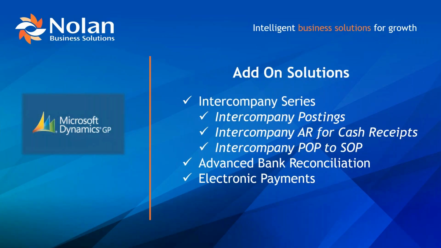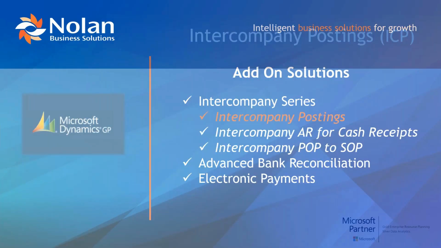We're going to be talking about our intercompany series, starting with intercompany postings today. On Thursday, we will cover something a little more specific around AR for cash receipts, as well as inventory movement between organizations. Next week, we're going to cover a number of scenarios around advanced bank reconciliation, as well as credit card reconciliations. And we'll finish our series with a touch on our electronic payment solution. Today, as I mentioned, we're going to focus our conversation around intercompany postings.